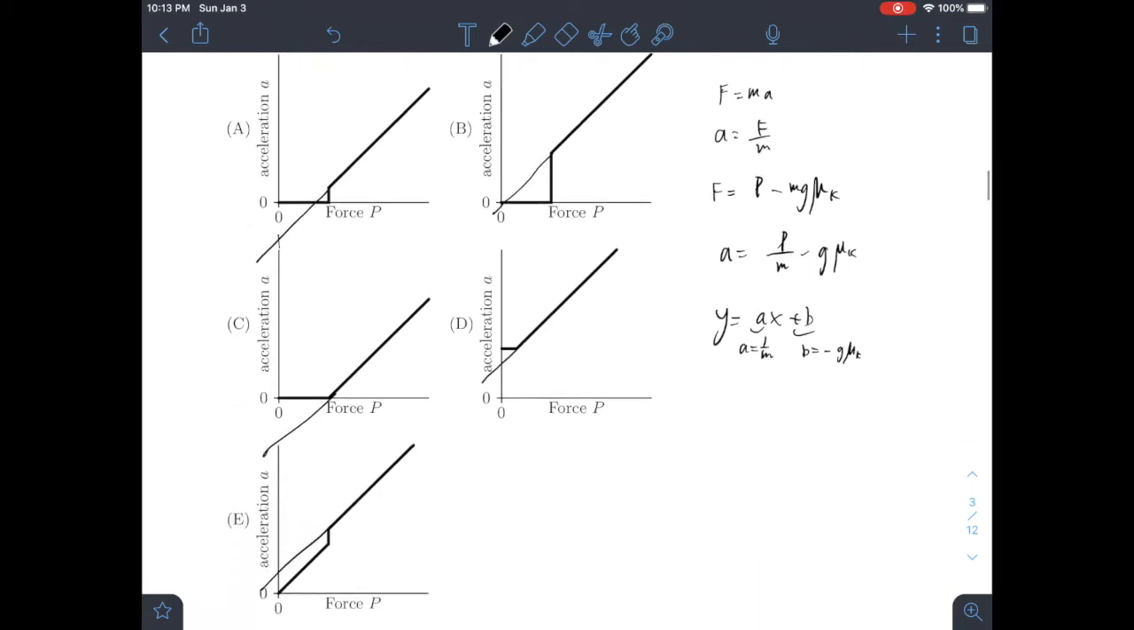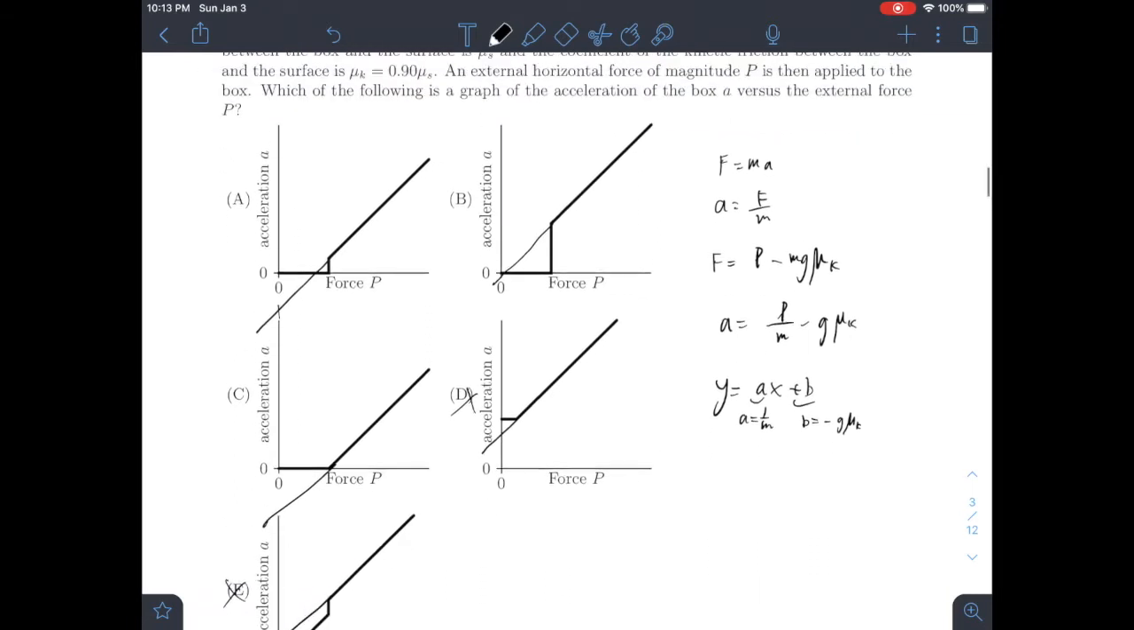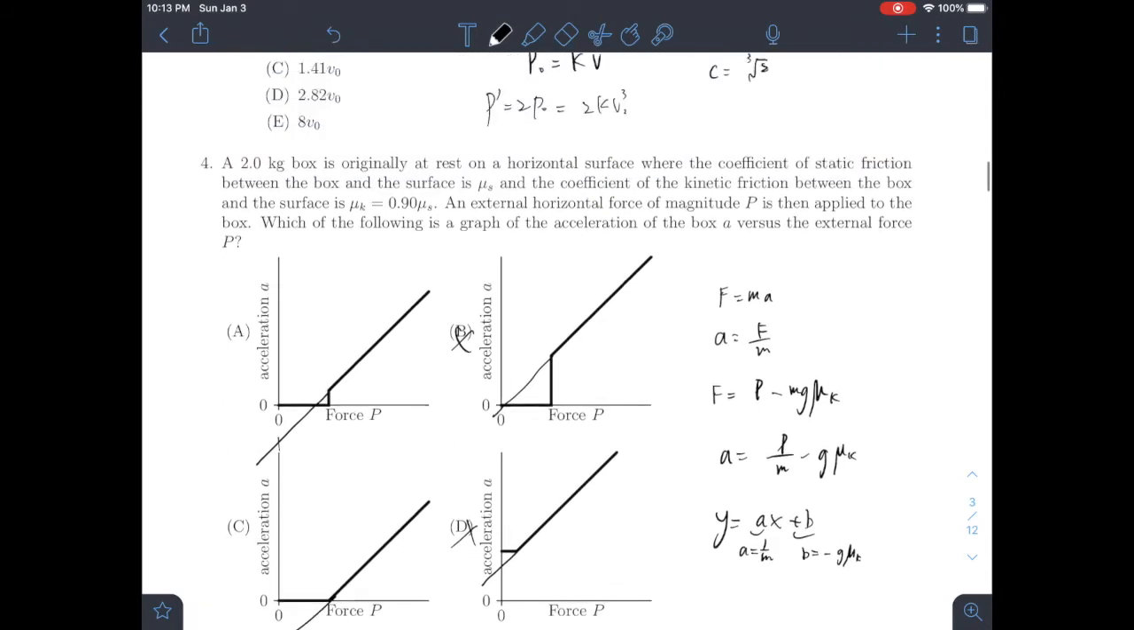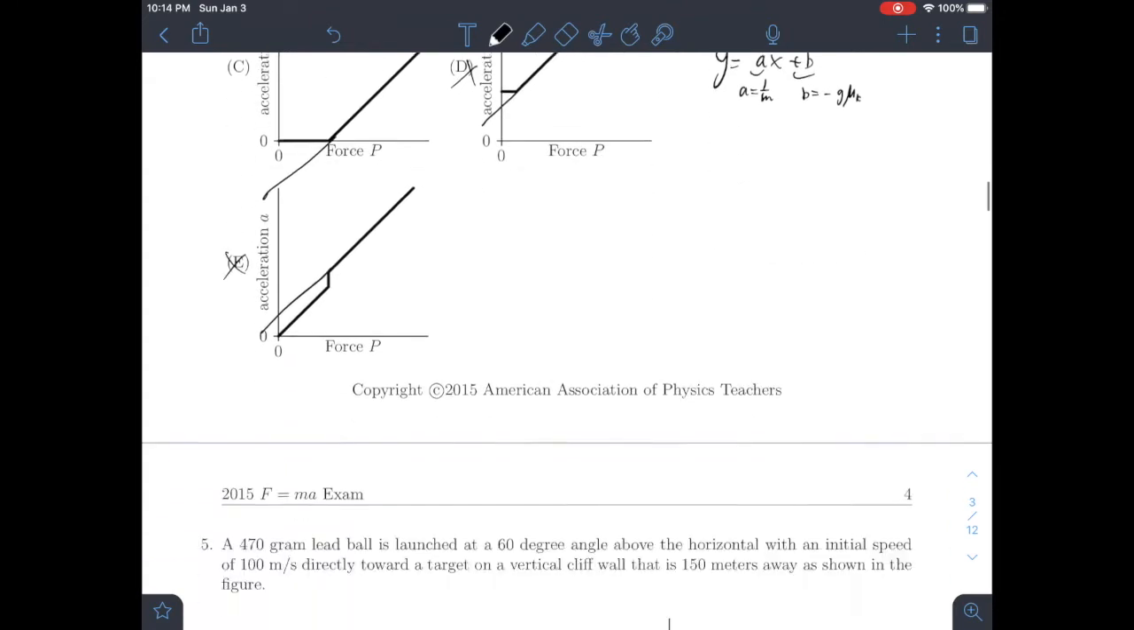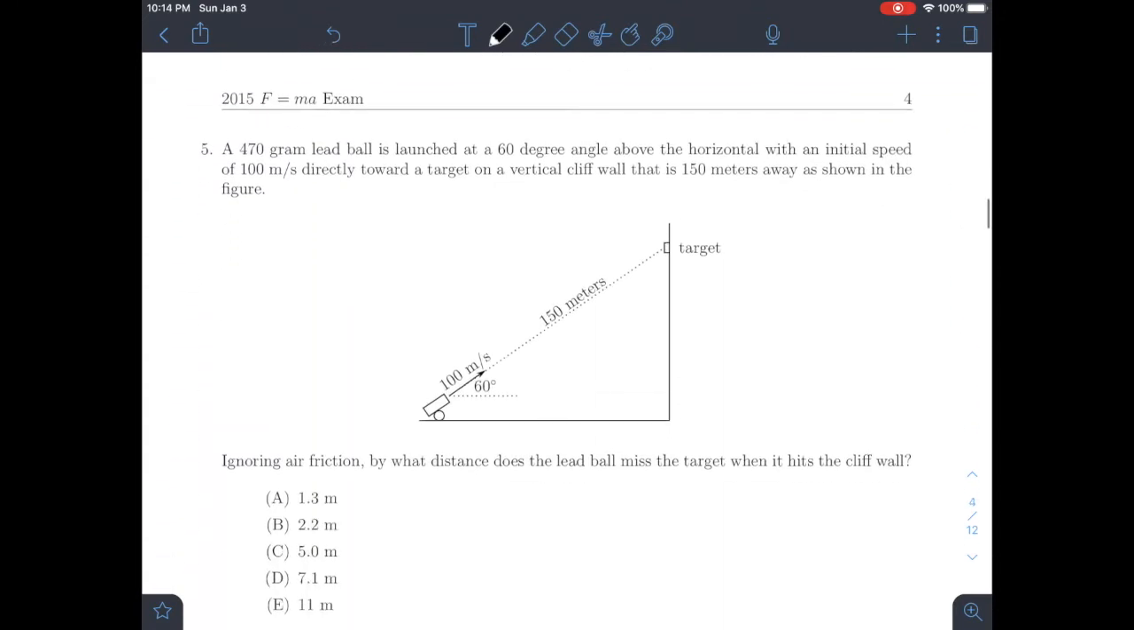Then A is right, B is not right, C is not right, D and E are not right. So now we can only look at A and C. We know there is a friction force that suddenly changes, as the box goes from not moving to suddenly moving. So there is a discontinuity there due to the different coefficients of friction and the magnitude of the force. So the answer is A.